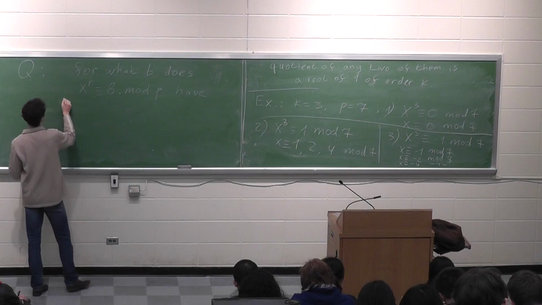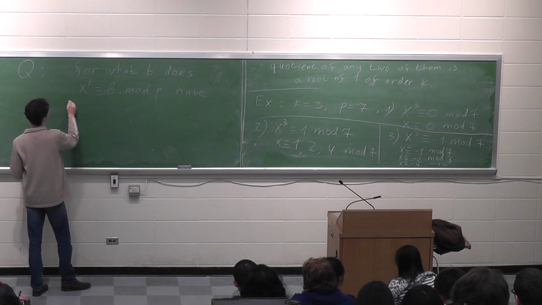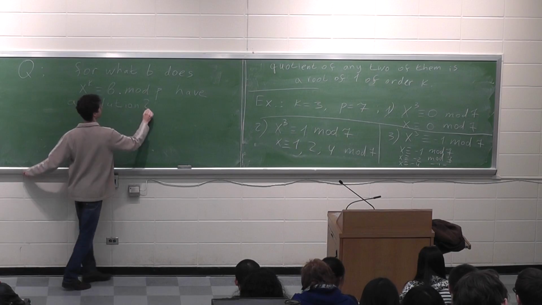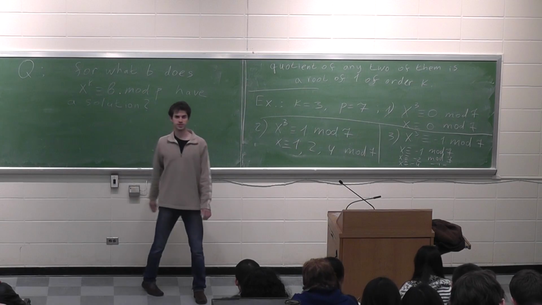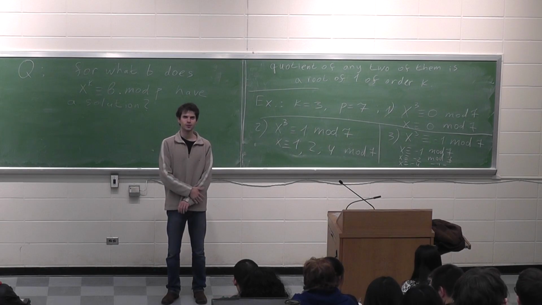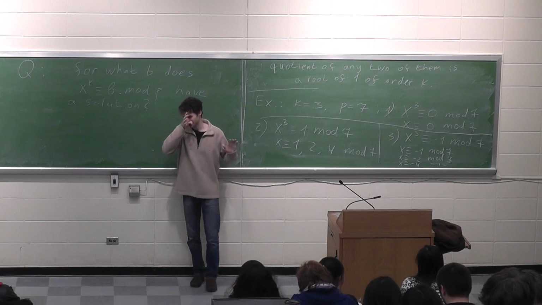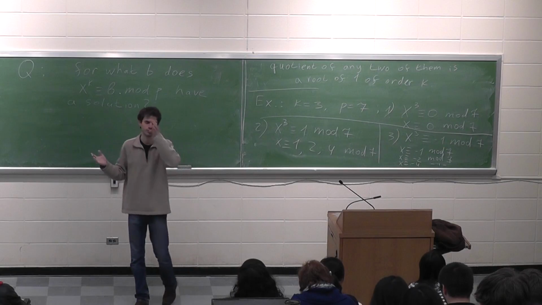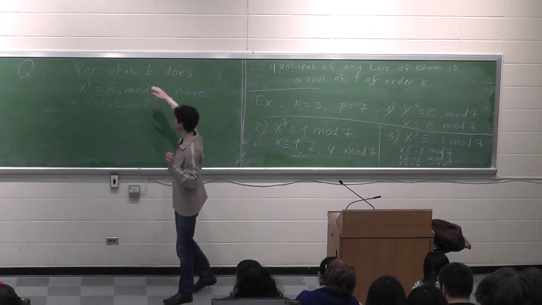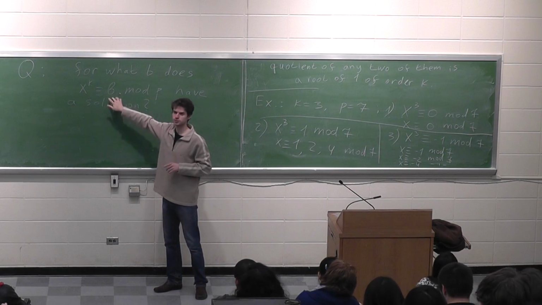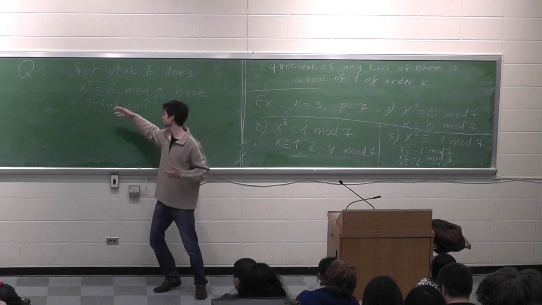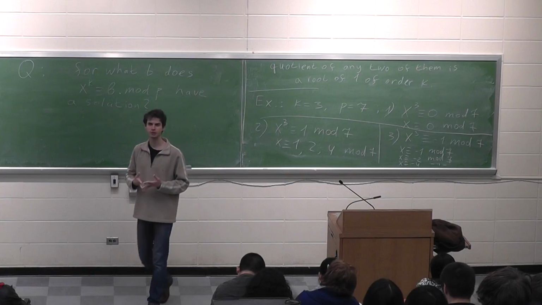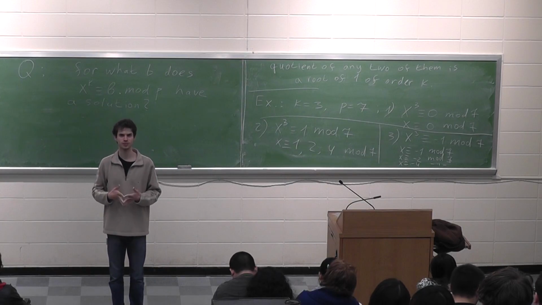At least one solution. Example. Let me start with something you already know from real numbers. So this question is about what numbers b you can take such that you can extract the k-th root out of them. In real numbers, well, we know the answer completely.